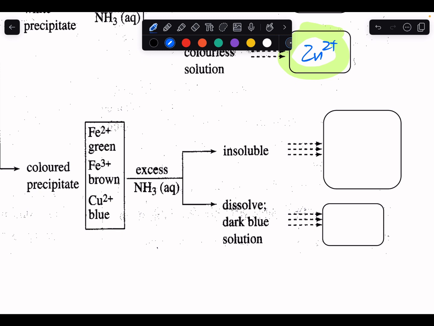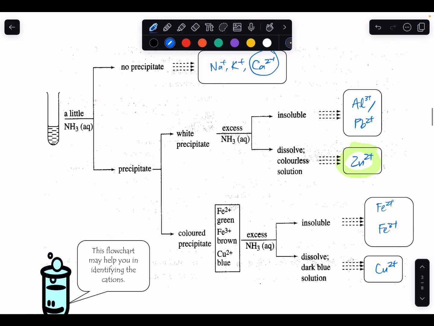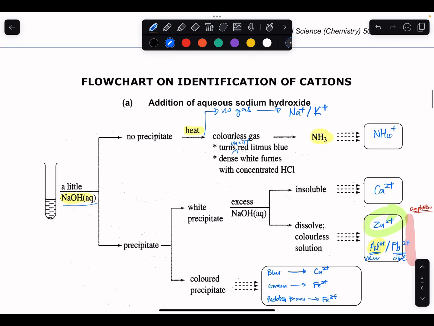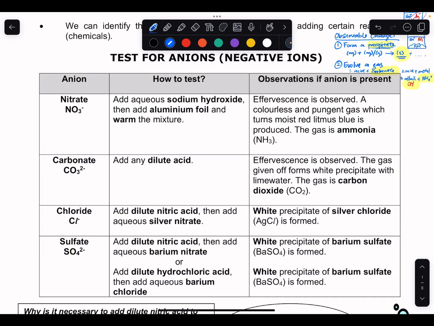Now again here, if you form the colored precipitates, if you add it in excess and it's insoluble, that will be your iron 2, iron 3. If it dissolves to give a dark blue solution, that's your copper 2 plus. Okay, so this is how you can sort of memorize this set. We move to your anions.